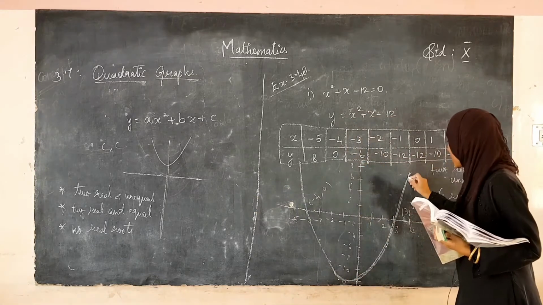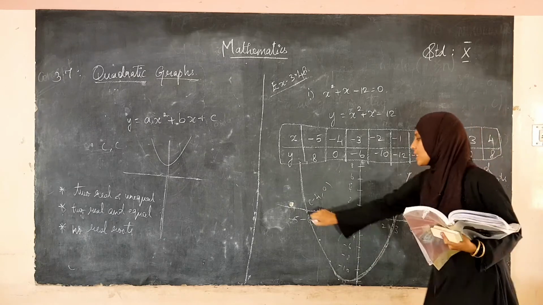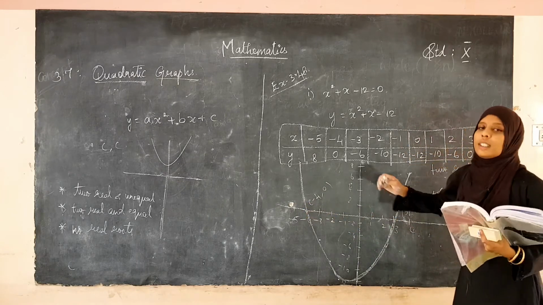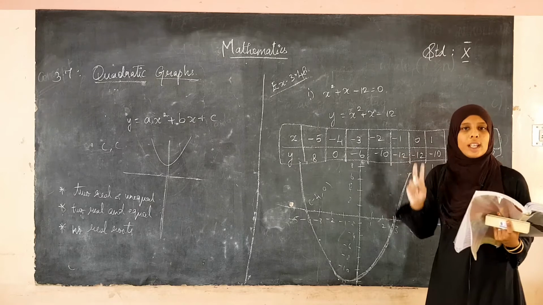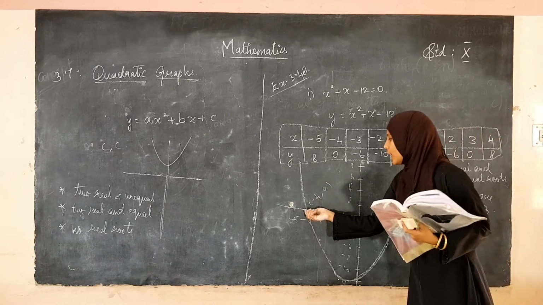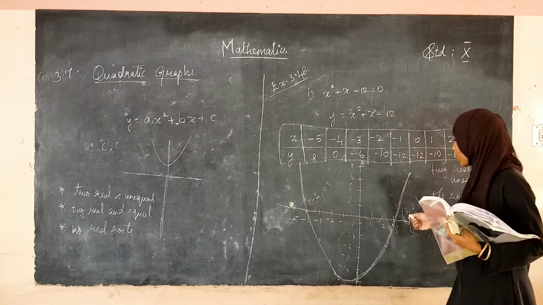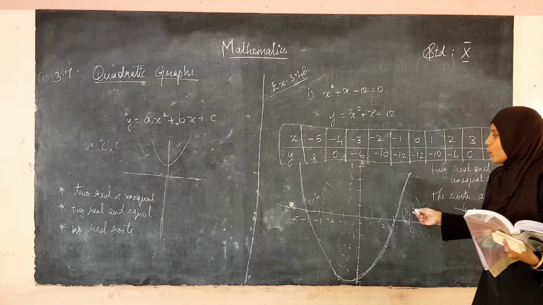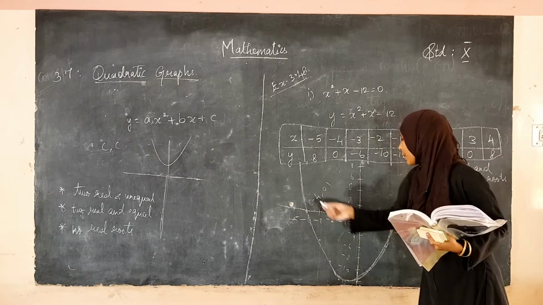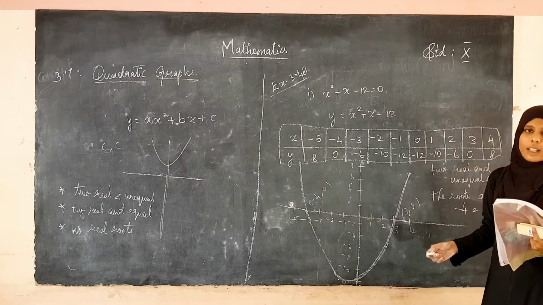You have to see the graph, how many points the graph touches the x-axis. Since this graph touches the x-axis in 2 points, this graph must have 2 real and unequal roots. See, what will the roots be? The points where the graph touches the x-axis are (-4, 0) and (3, 0). So the x point here is -4 and here the x point is 3. Therefore, -4 and 3 are the roots.